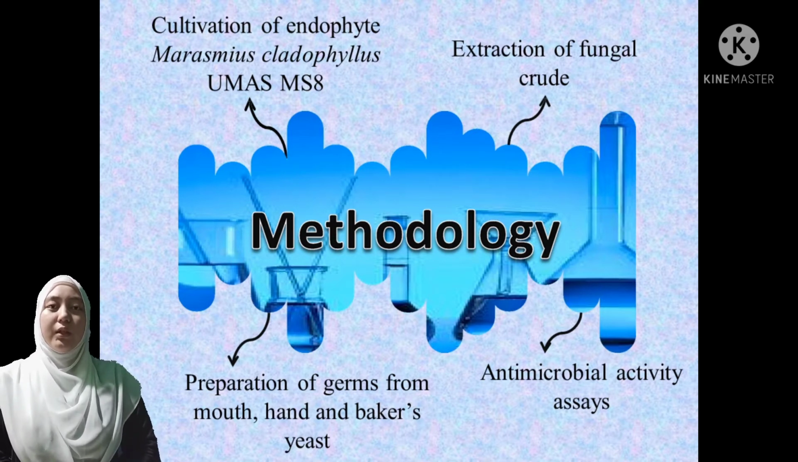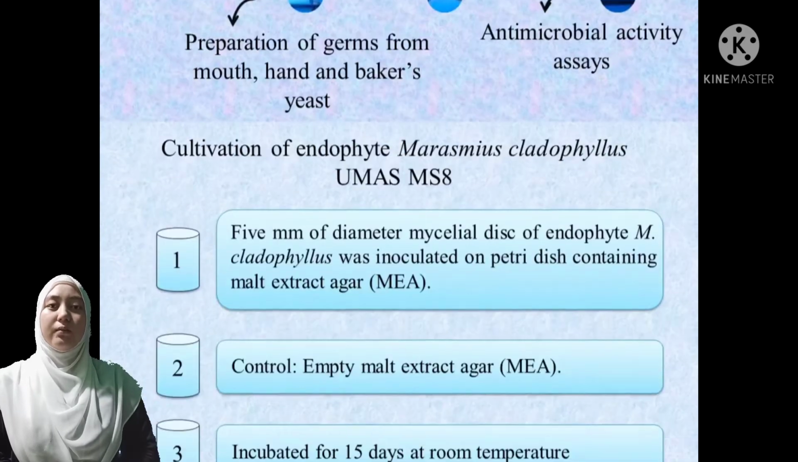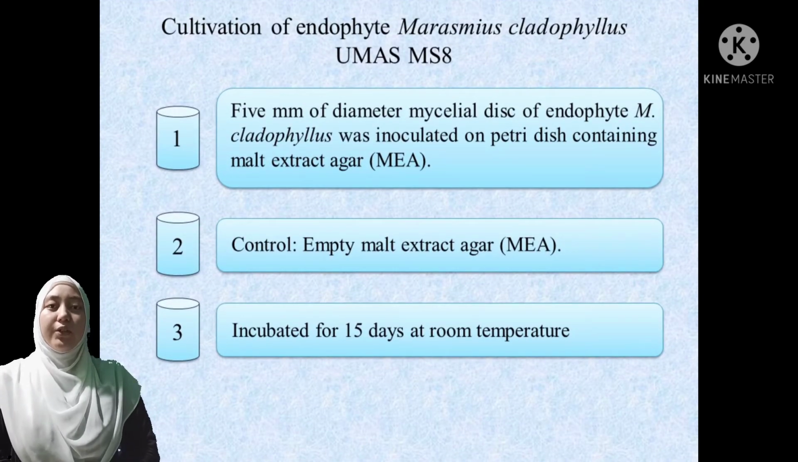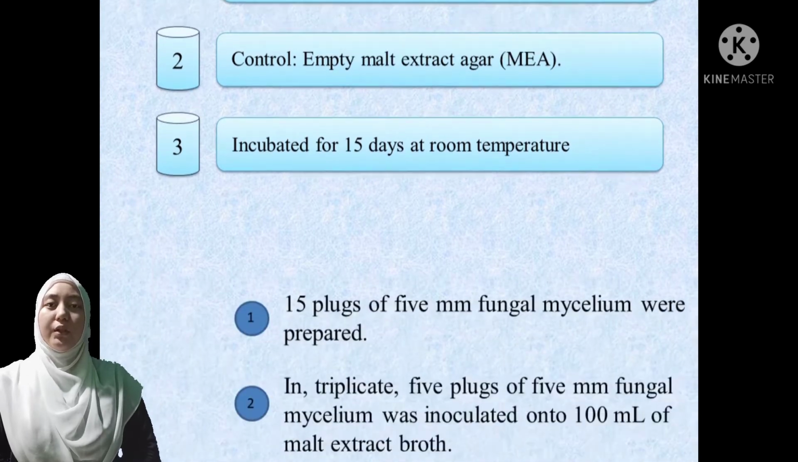For your information, the experiment was conducted in hybrid mode, in which laboratory and home material were used according to functional suitability. The cultivation started by inoculating 5 mm diameter mycelial discs of endophyte Marasmius cladophyllus on petri dish containing MEA. After that, the petri dishes were incubated for 15 days at room temperature.